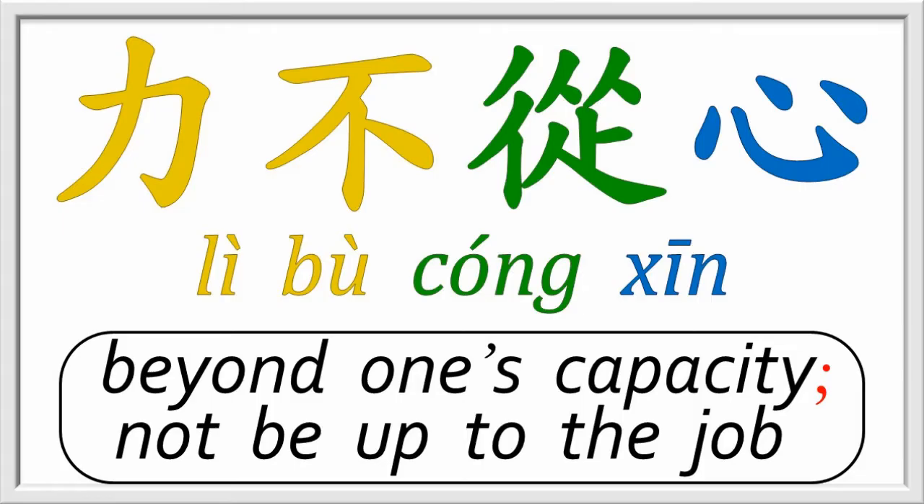Now we have a 成语, or four-character fixed idiom. 力不从心. Literally, strength doesn't follow the heart, which can be rendered many ways in English, such as, it's beyond my capacity, it's not in my power, it's beyond my depth, it's too much for me, etc.